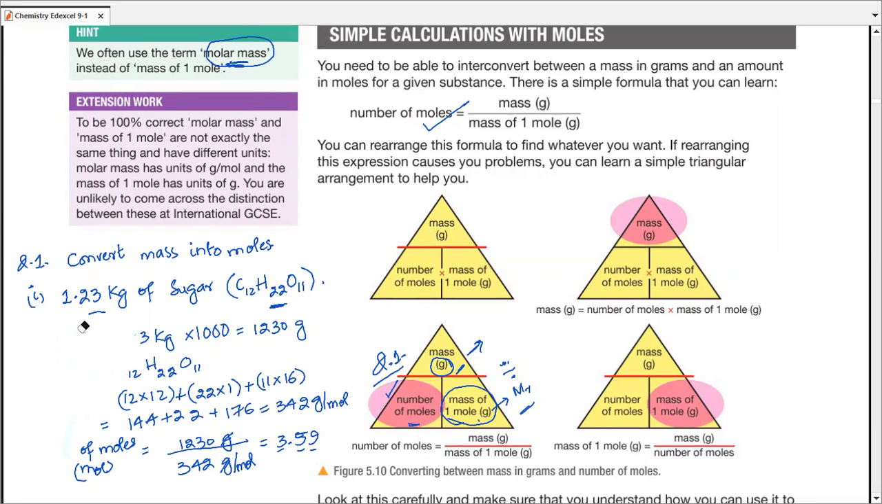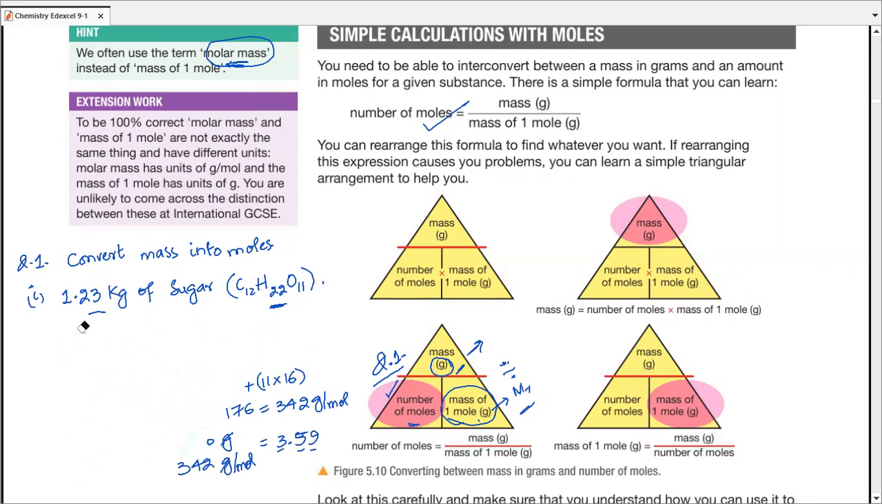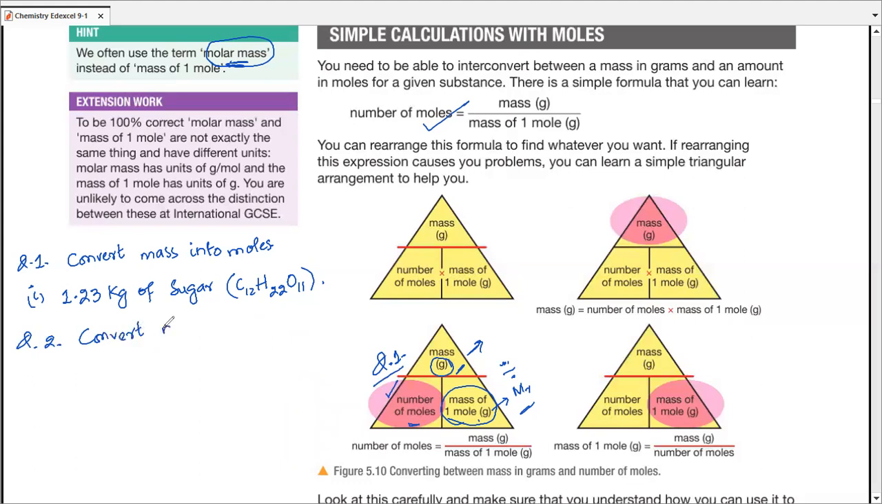I'm gonna erase the whole solution. And this time we are going to use the formula slightly differently with a rearrangement. So let's say our question number 2 is the exact opposite of question number 1. This time we're going to take moles and we're going to convert them into mass.